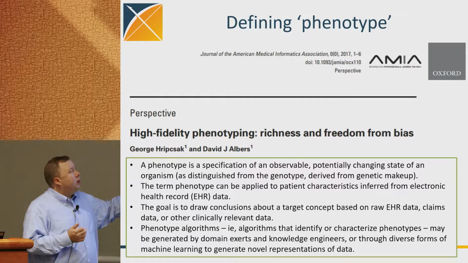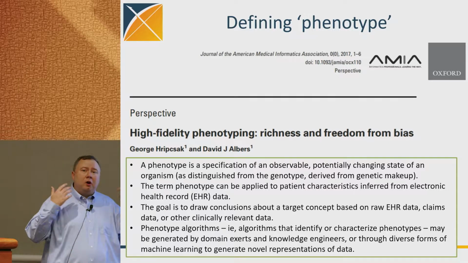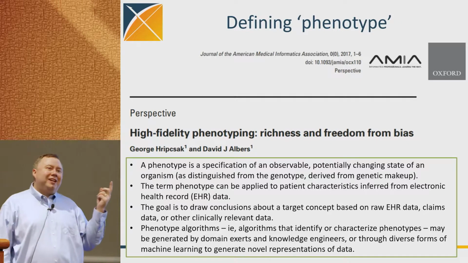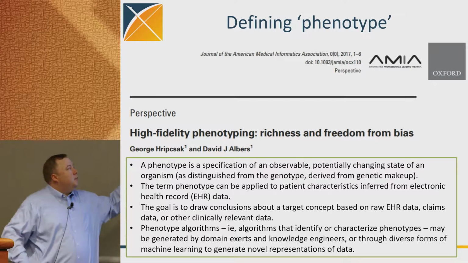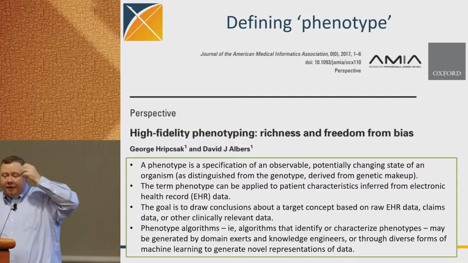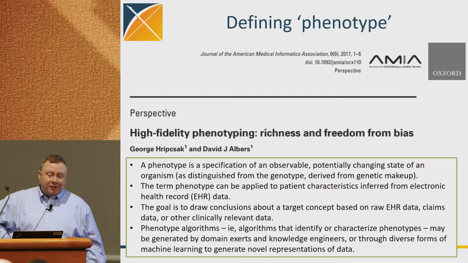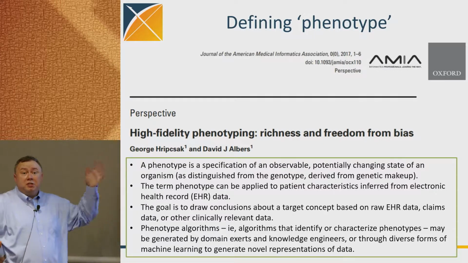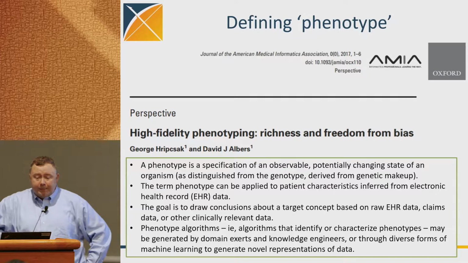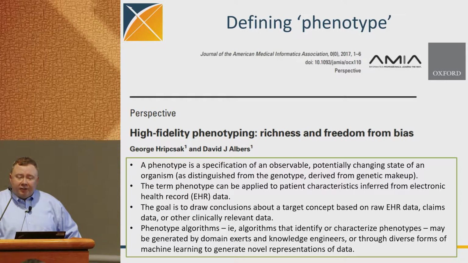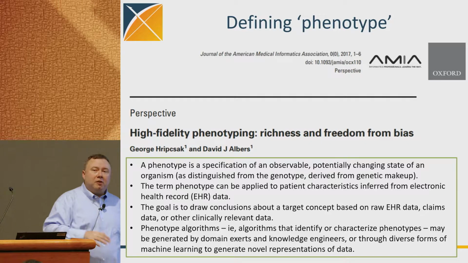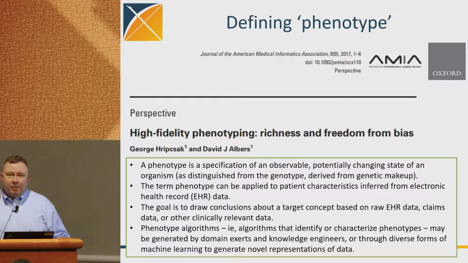So I'm going to borrow one. Usually if I have a default thing and I don't know what to do, I go into PubMed and I search for George Ripsack, because usually he's got some sort of an insight for me. And he actually did publish a paper a couple years ago entitled High Fidelity Phenotyping, Richness, and Freedom from Bias. And in that he provides a definition of phenotyping that I'll share with you just as a way to start thinking about this. He describes that a phenotype is a specification of an observable, potentially changing state of an organism, and as to be distinguished from a genotype, which is derived from your genetic makeup and therefore constant.